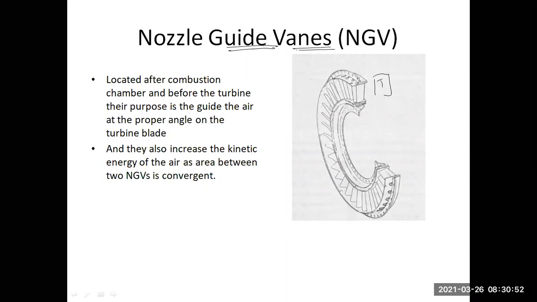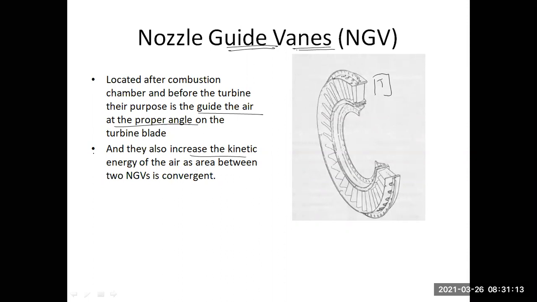It does two jobs, son. What does it do? It increases the kinetic energy, and the second one is it guides the air at a proper angle on the turbine blade. Very essential. Otherwise, if you don't get a proper angle, stall happens, right? Just like there will be stall in the compressor, what will happen in the turbine also? Turbulence will be created. We don't have turbine stall, but the same thing is happening over there, right? So the efficiency will reduce.